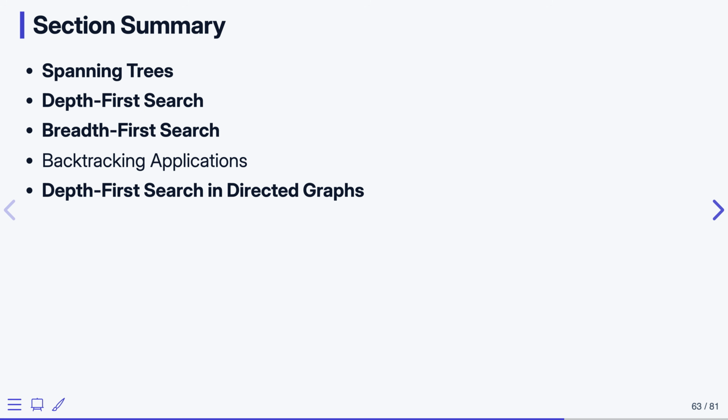This is the plan for this section. First, what a spanning tree is. Then our first method to find one, depth first search. Then the second method, breadth first search. Then a quick word on backtracking, which we only mention. And last, depth first search on directed graphs, where the result is a forest instead of a single tree.